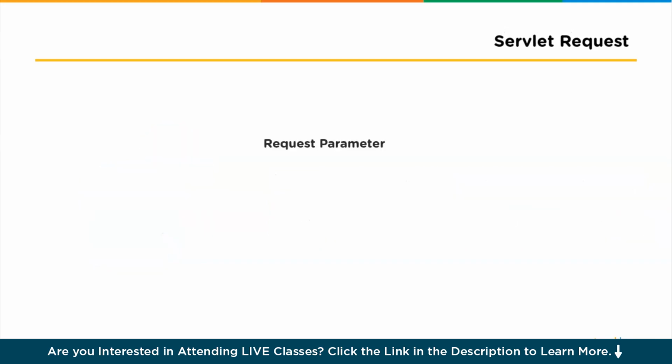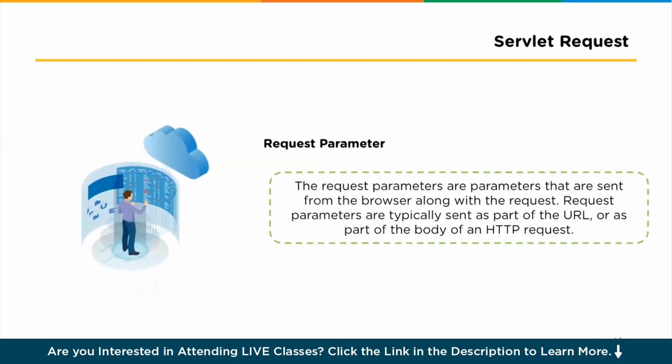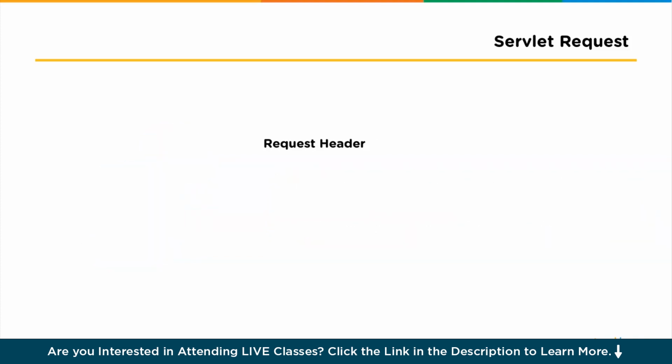Followed by the HTTP request, we have the request parameter. The request parameters are the parameters that are sent from the web browser along with the request. The request parameters are typically sent as a part of the URL or as a part of the body of an HTTP request. Followed by the request parameter, we have the request header.